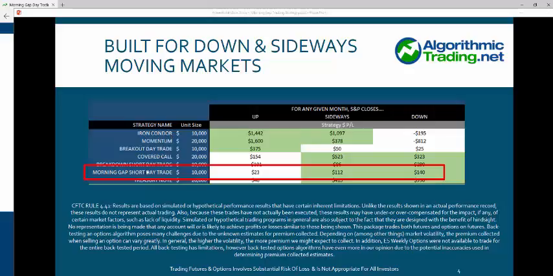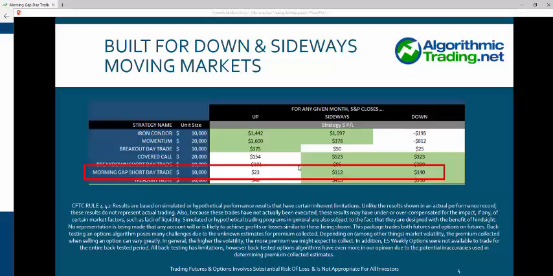The reason why we offer this strategy in all 4 of our portfolios, and we'll probably offer it in any portfolio we offer, is again because it's a low risk trade. It doesn't require any extra margin, and so it's almost like, why not add it? If it's going to potentially help out in down moving markets and sideways, why not add it?